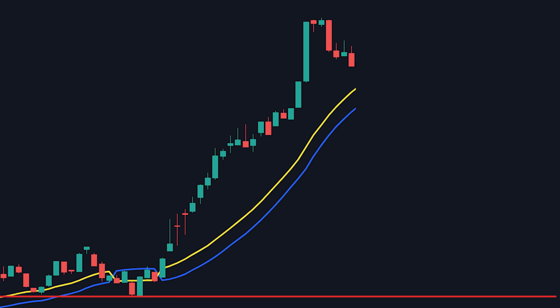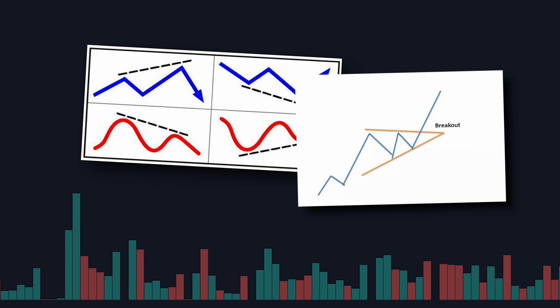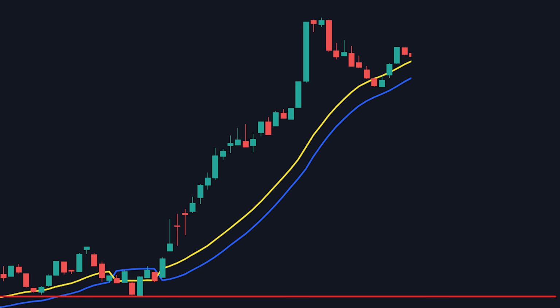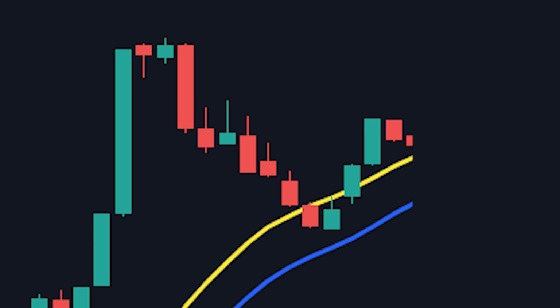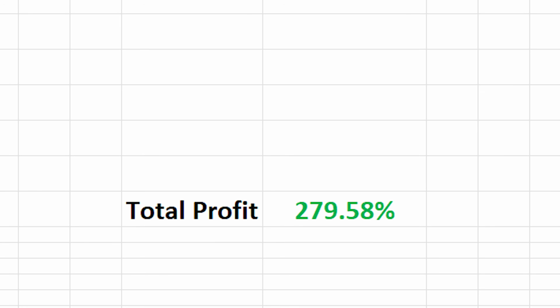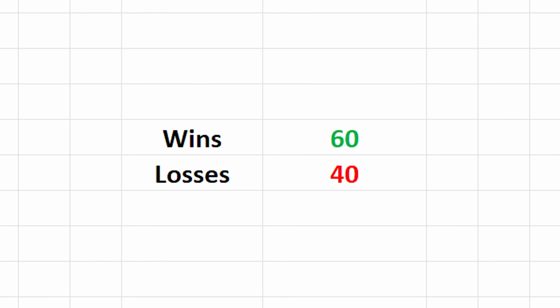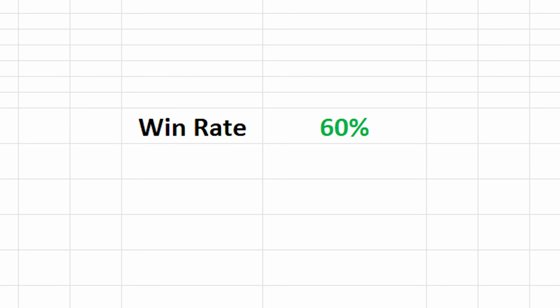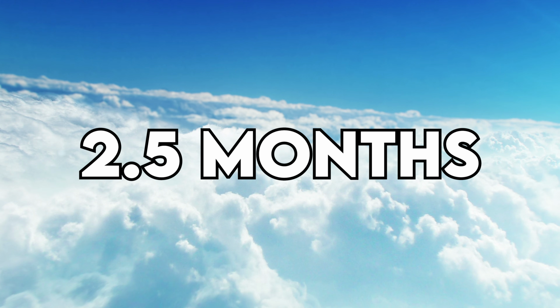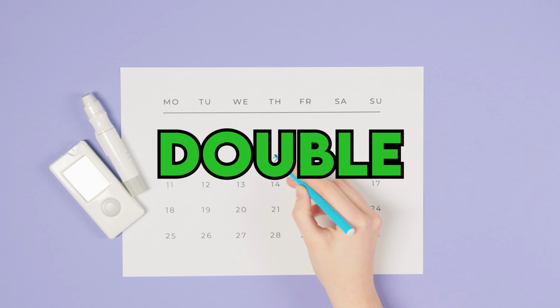As for the results of the strategy, I backtested just the original rules without the extra tips to make the strategy better, so these results are just with the basic rules. Out of 100 trades, the strategy profited 279.58%, having 60 wins and 40 losses, giving a total win rate of 60%. This strategy also took 2.5 months to enter 100 trades, which means theoretically you would have doubled your account size within 30 days.